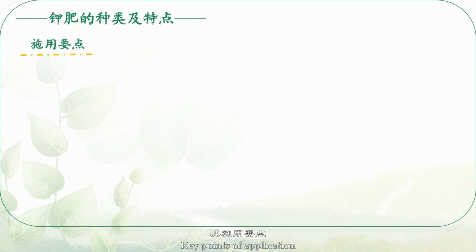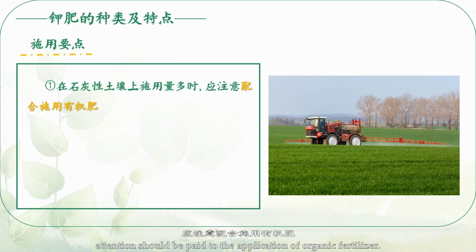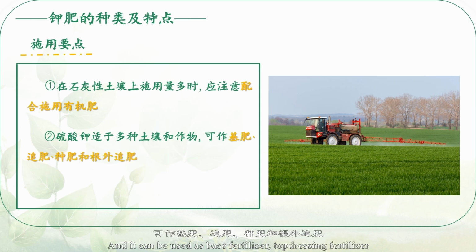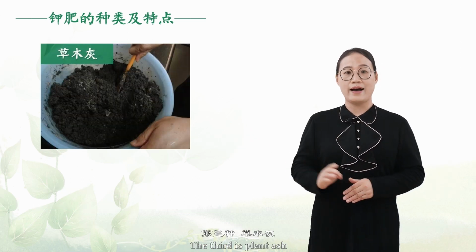Key points of application. When it is applied to calcareous soils in large quantities, attention should be paid to the application of organic fertilizer. Potassium sulfate is suitable for a variety of soils and crops, and it can be used as base fertilizer, top dressing fertilizer, seed fertilizer, and foliage top dressing. It should be applied deep when used as base and top dressing, and it should be applied early when used as top dressing.